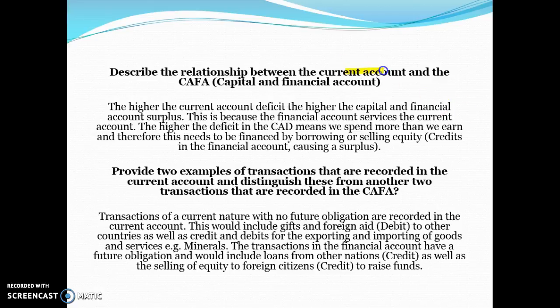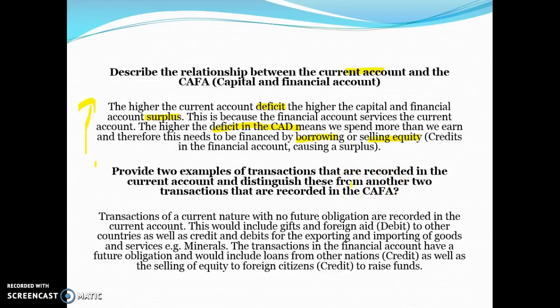Relationship between the current account and the CAFA. The higher the current account deficit, the higher the capital and financial account surplus. This is because the financial account services the current account, so the higher the deficit in the current account means we need to either borrow more money or sell more assets, causing a surplus in the financial account. So there's an opposite relationship. High current account deficit means a high capital and financial account surplus. One is in deficit, one is in surplus.